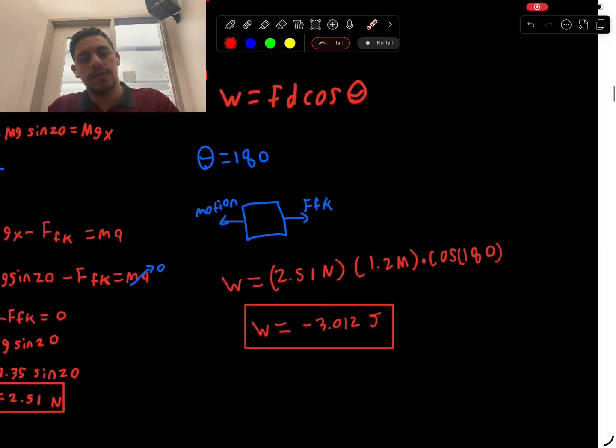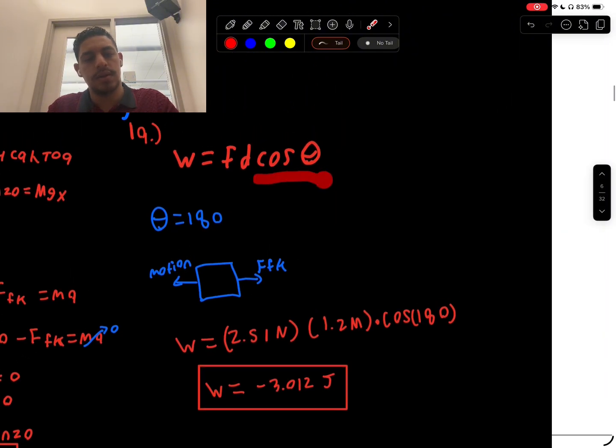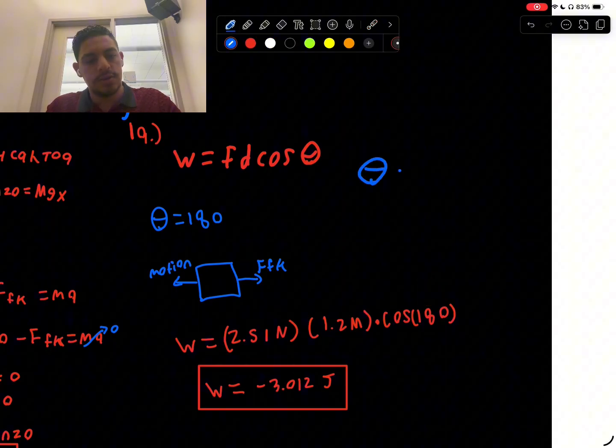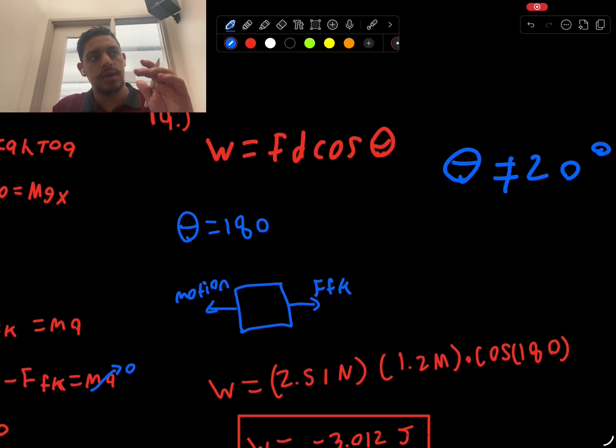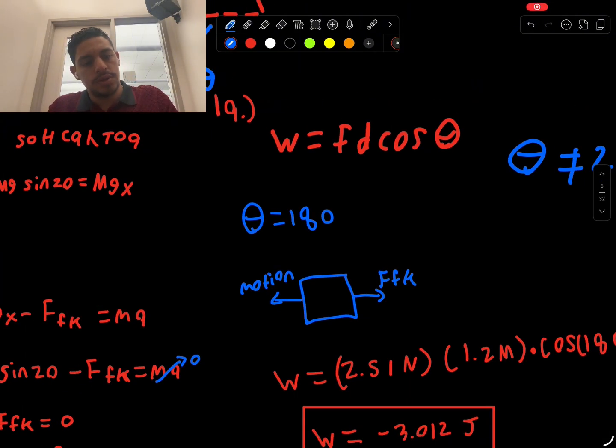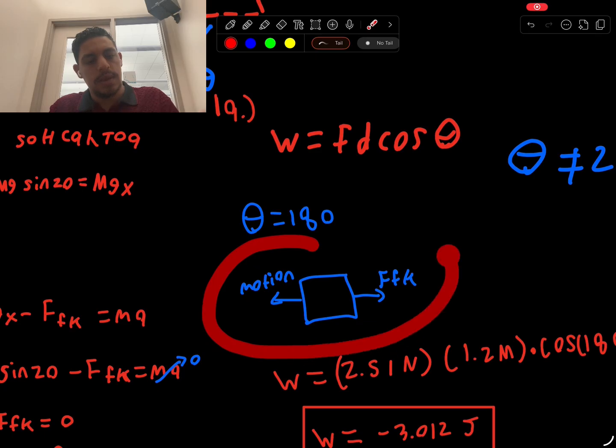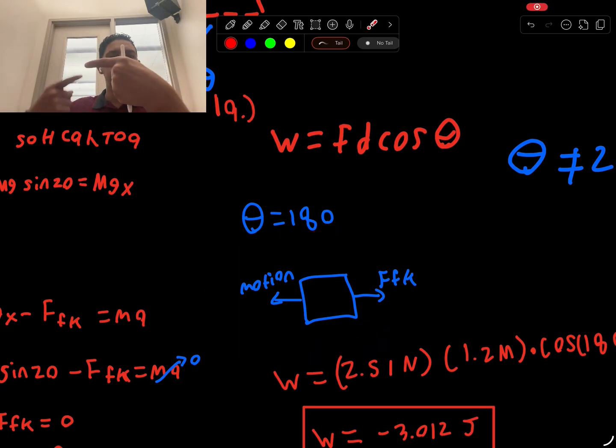So now you may be confused as to why it's still cosine theta, right? And so what some people do is they'll take cosine theta and say, oh, theta is 20 degrees, right? Theta in this case is not 20 degrees. Why is it not 20 degrees? Remember, it's in terms of the motion and the plane. So I drew it out right over here. So what you see is the block is right here. Its motion is going this way and the force of friction is going that way, right?